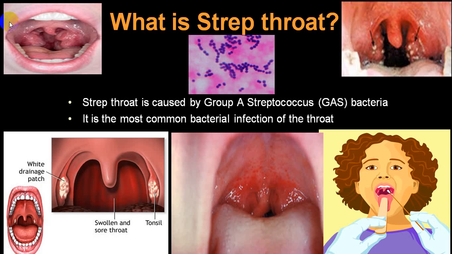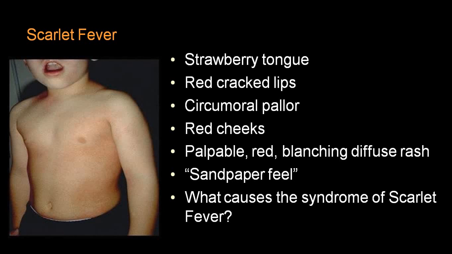These are the common upper respiratory tract infections, like tonsillitis, pharyngitis. This is typical, and you will have a streptococcal demonstration. These are all the different pictures which you can come across. In scarlet fever, you will have a strawberry tongue, red cracked lips, circumoral pallor, red cheeks, palpable, red blanching, diffuse rash, sandpaper feel. This is typically described as scarlet fever syndrome.